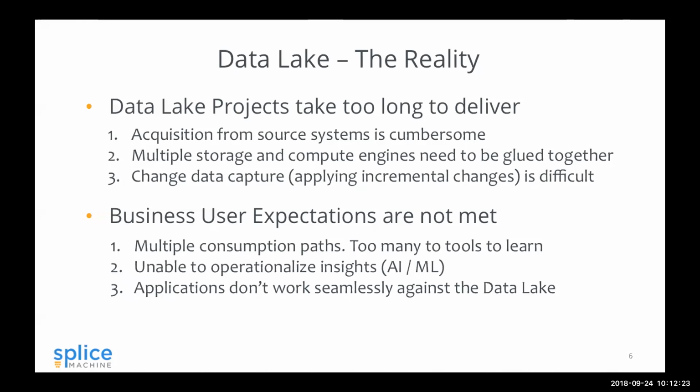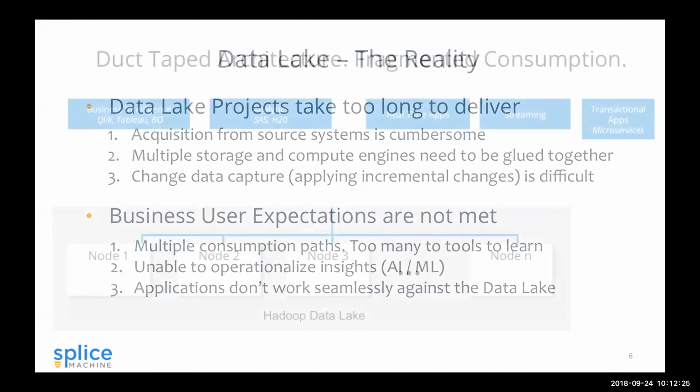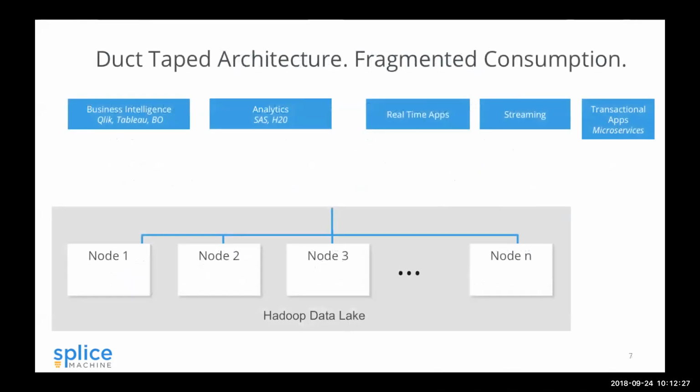So just to reinforce these points a little more graphically, there's two or three main issues. One is this duct-taped architecture, right? So you may have a Hadoop-based data lake that has multiple nodes and you have data sitting on it. And then your use cases may be either to run a BI tool on top of it using Qlik, Tableau, Business Objects, whatnot, or you may want to use some kind of sophisticated analytics. You may want to run some type of real-time processing or real-time decisioning.